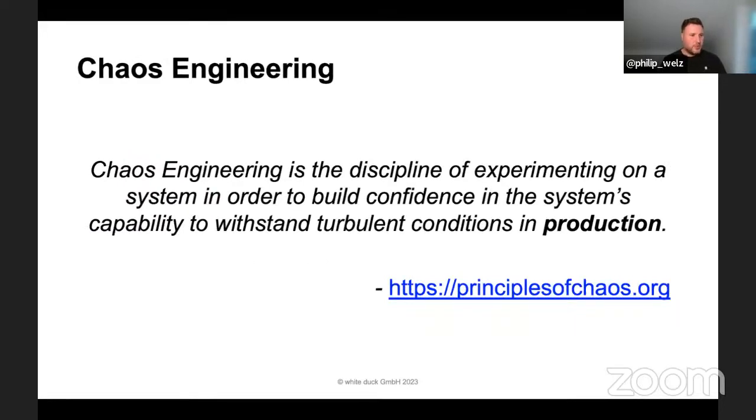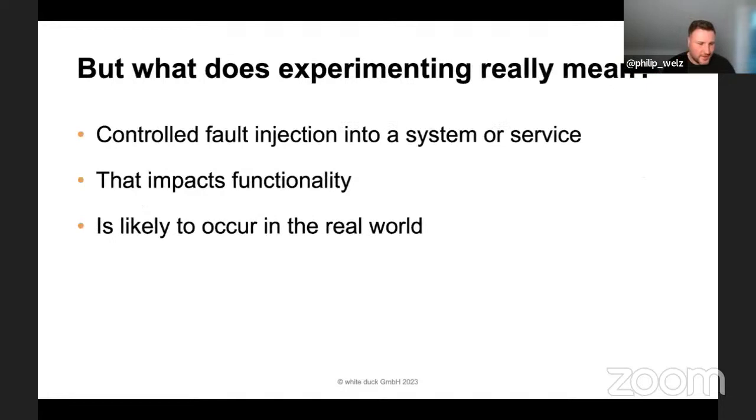But what is chaos engineering really? When you look at the principles of chaos, it states that chaos engineering is the discipline of experimenting on a system in order to build confidence in the system's capability to withstand turbulent conditions in production. Easily said, all right? Next page.